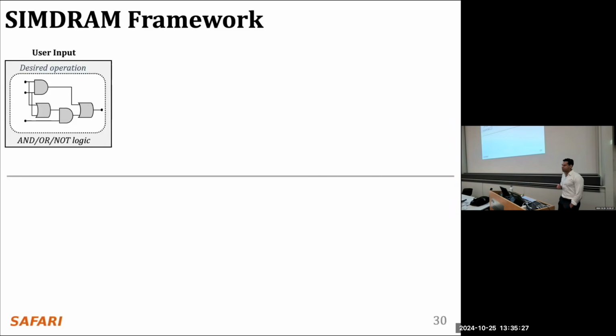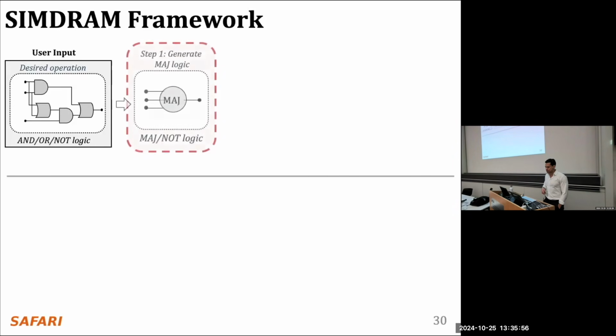This framework takes as input a desired operation from the user in the form of an AND/OR/NOT representation of the gates. This can be, for example, an RTL description of the circuit, or a graph-based description of the circuit. It does not matter as long as it's in the form of AND/OR/NOT, or I can infer AND/OR/NOT logic from that input.